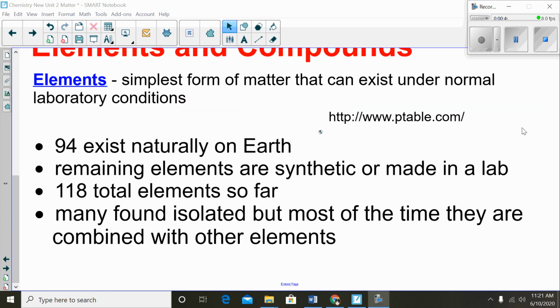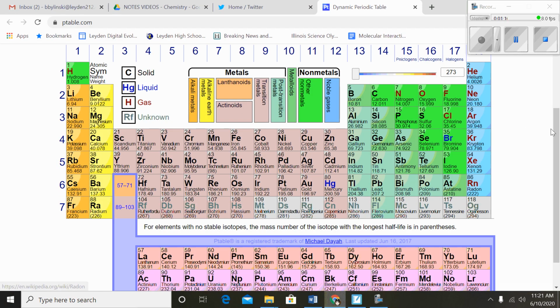Elements. These are the simplest form of matter that can exist under normal laboratory conditions. 94 exist naturally on Earth, and the remaining elements are synthetic or made in a lab. 118 total elements exist at this point, so far. Many are found isolated, but most of the time they are combined with other elements. And here's a great online reference. This is the dynamic periodic table, so it's a great reference to use when you're looking up elements or need to check out the periodic table for different reasons.